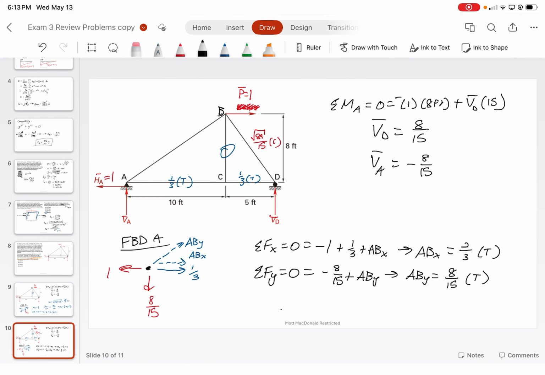So that gives us AB is just equal to the square root of the sum of the squares, so it's 2/3 squared plus 8/15 squared, which gives us 2√41/15 in tension.